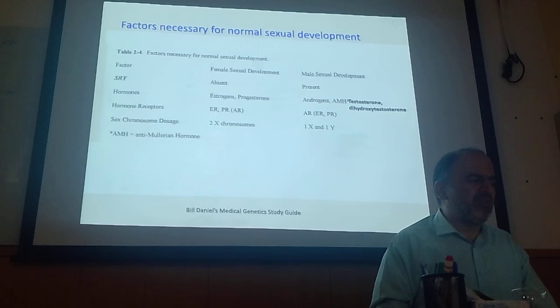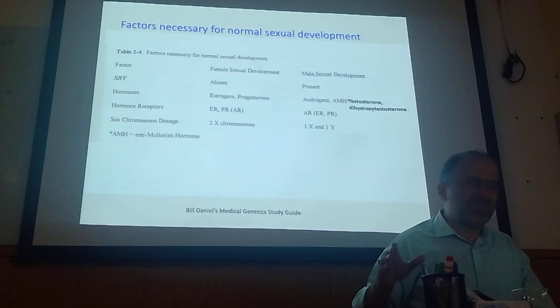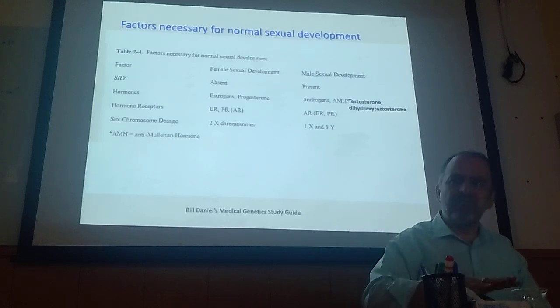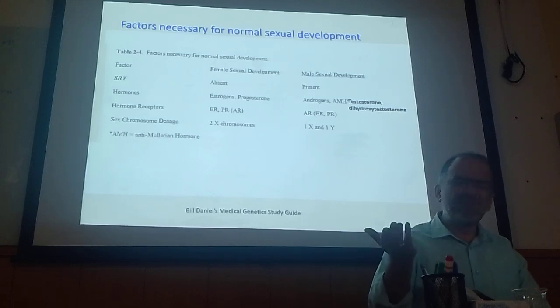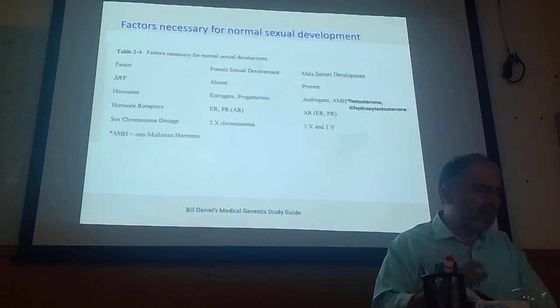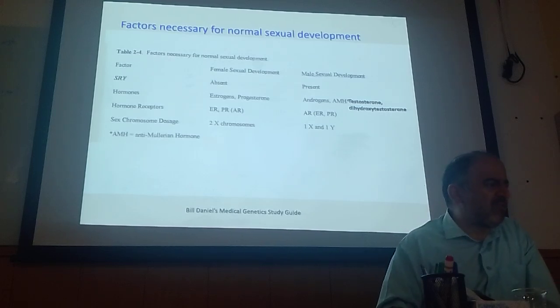Androgen receptor, estrogen, progesterone receptor are normal, it would be female. Abnormal, it would be male. Androgen receptor normal, it would be male. Androgen receptor mutated, it would be female. And 2 X chromosomes, it would be female. 1 X, 1 Y would be male.